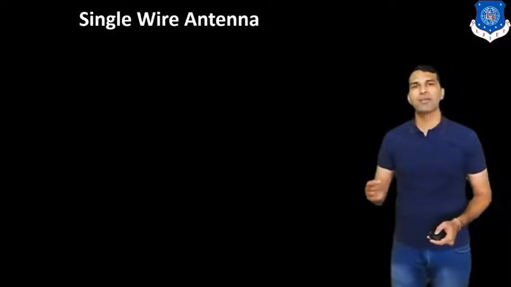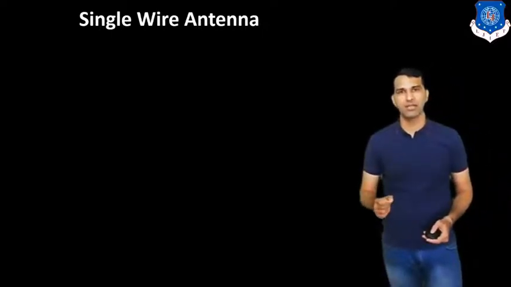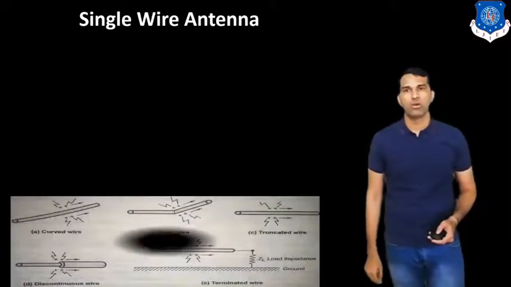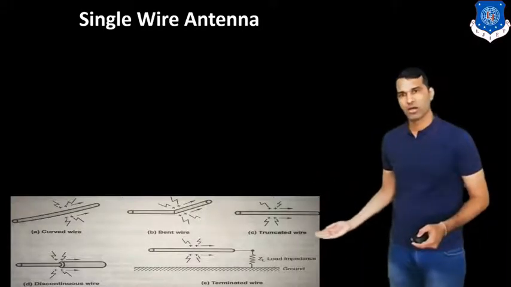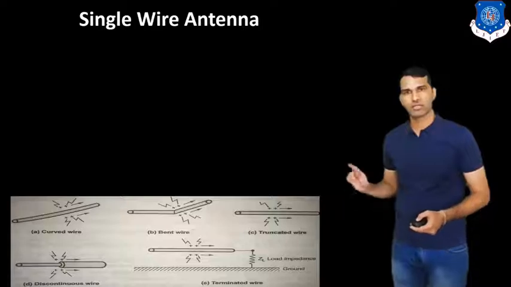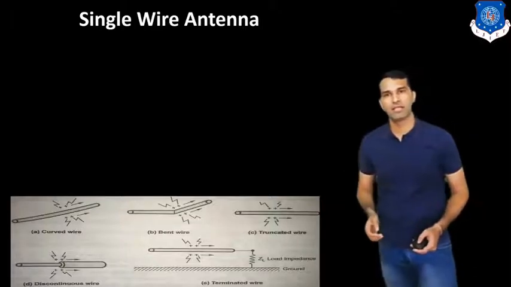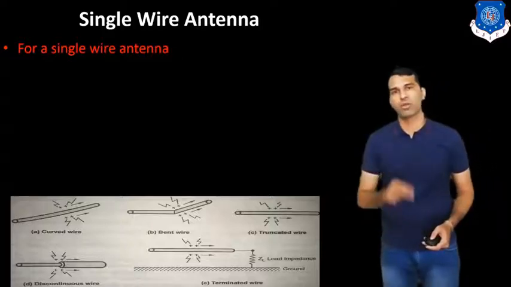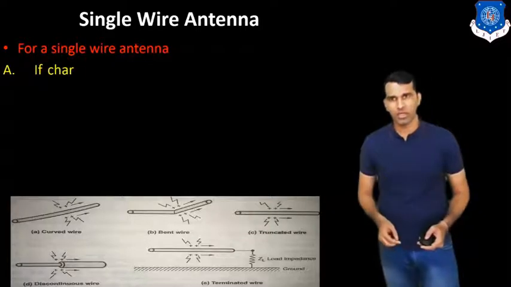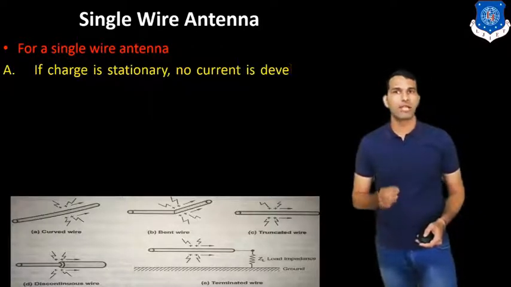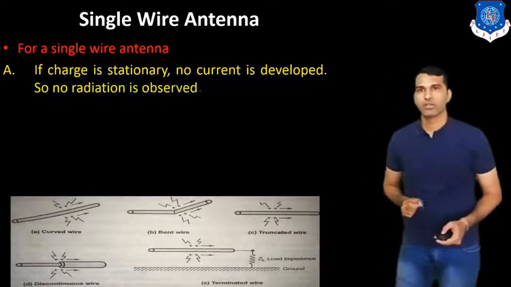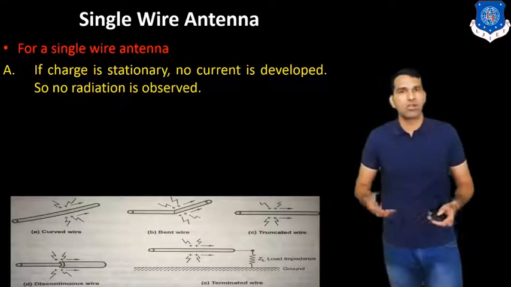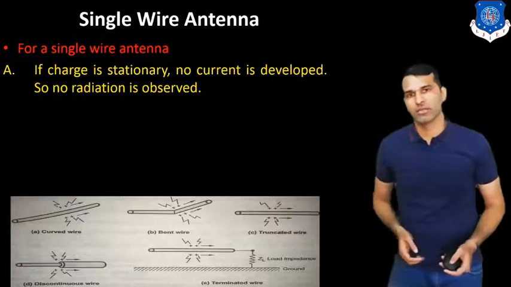Now we discuss a single wire antenna. As the name suggests, here we use one wire to define the antenna. We can see different forms of the wire: in the first we just curve the shape, and in the second it is a bend shape. For a single wire antenna, there are two properties for radiation. The first is, if the charge is stationary, no current is developed, so no radiation is observed.